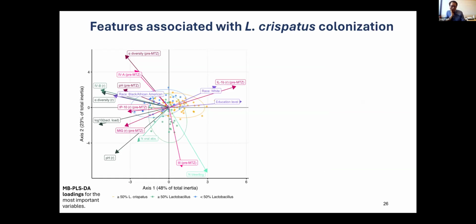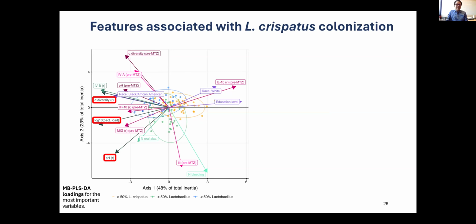We also did an analysis to look at what factors are associated with successful Lactobacillus crispatus colonization. These arrows represent different factors that were found to be significant, and the length of the arrow tells you the weighting of that factor. It's overlaid on a background of these communities. Axis 1 mostly discriminates between lactobacilli and non-lactobacilli, and axis 2 mostly discriminates between Lactobacillus iners and Lactobacillus crispatus.